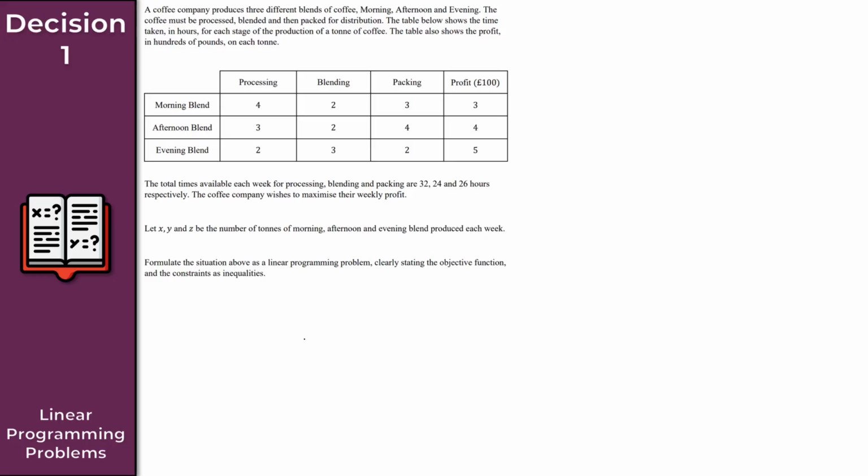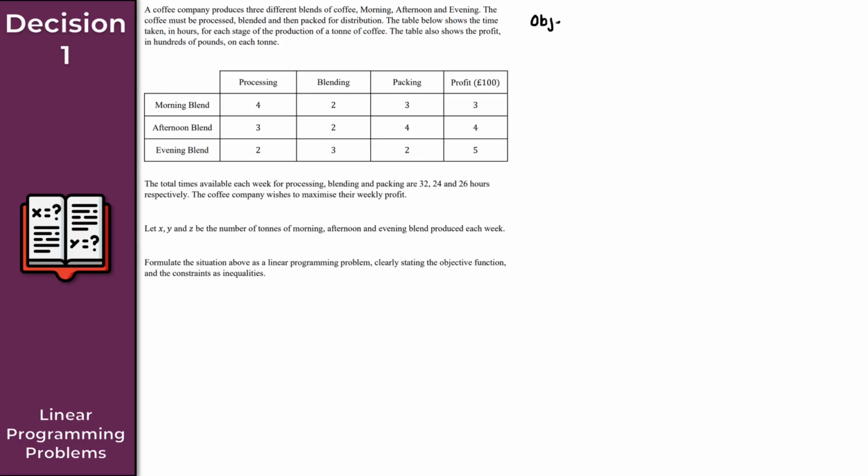So for this question, all we actually want to do is formulate the situation above as a linear programming problem, clearly stating the objective function and the constraints as inequalities. Generally speaking, formulating linear programming problems is not difficult as such, but there can be quite a bit going on. This question is a little more straightforward because we only really have one constraint. That constraint is the total times available for processing, blending, and packing each week.